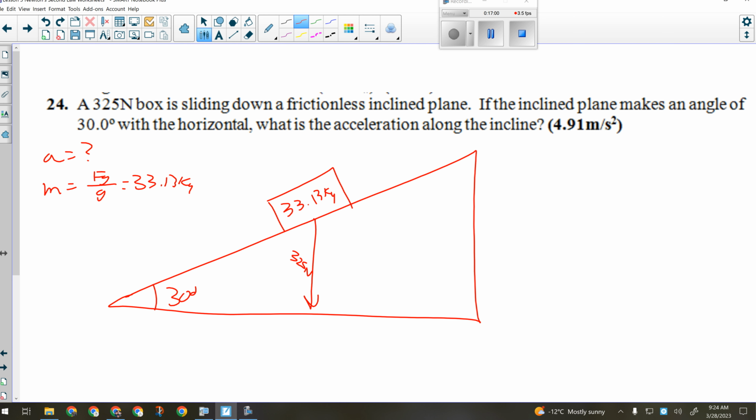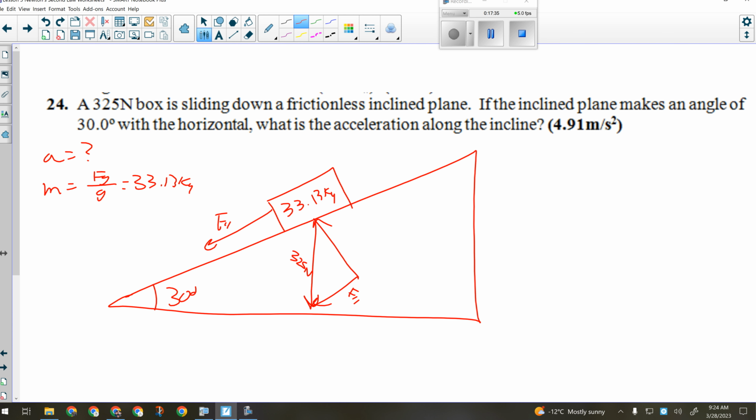Okay, 33.13 kilograms. I'm not going to need normal force, but I am going to need F parallel because it's also going to be the net force. There are no other forces. There's no friction. There's no one pulling it up the ramp or anything like that. So F parallel becomes the vector sum of F normal and Fg, which is the only thing happening in this question. So all I have to do is divide 325 by 2, so I'm looking at 162 and a half. Is that right? I think that's right.